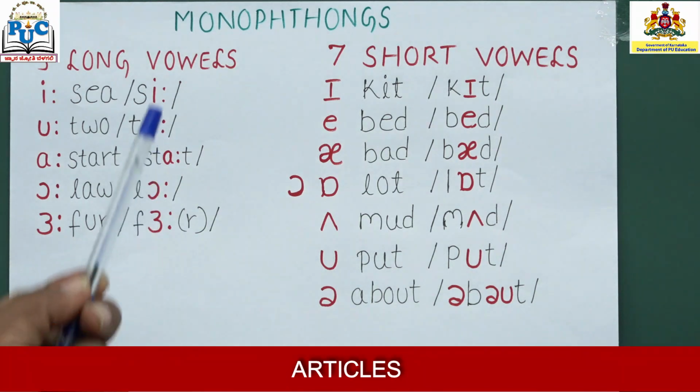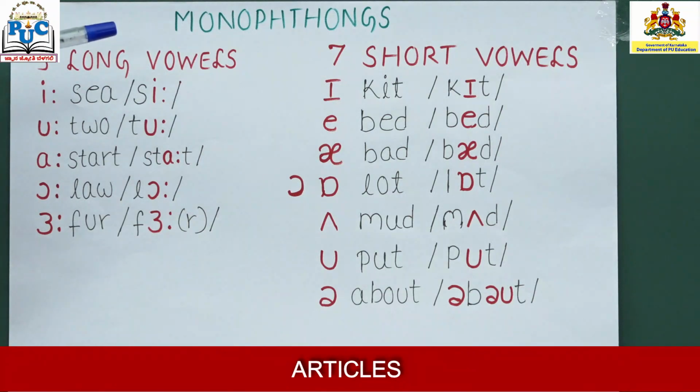So the sound derived from a single vowel is called a monophthong.